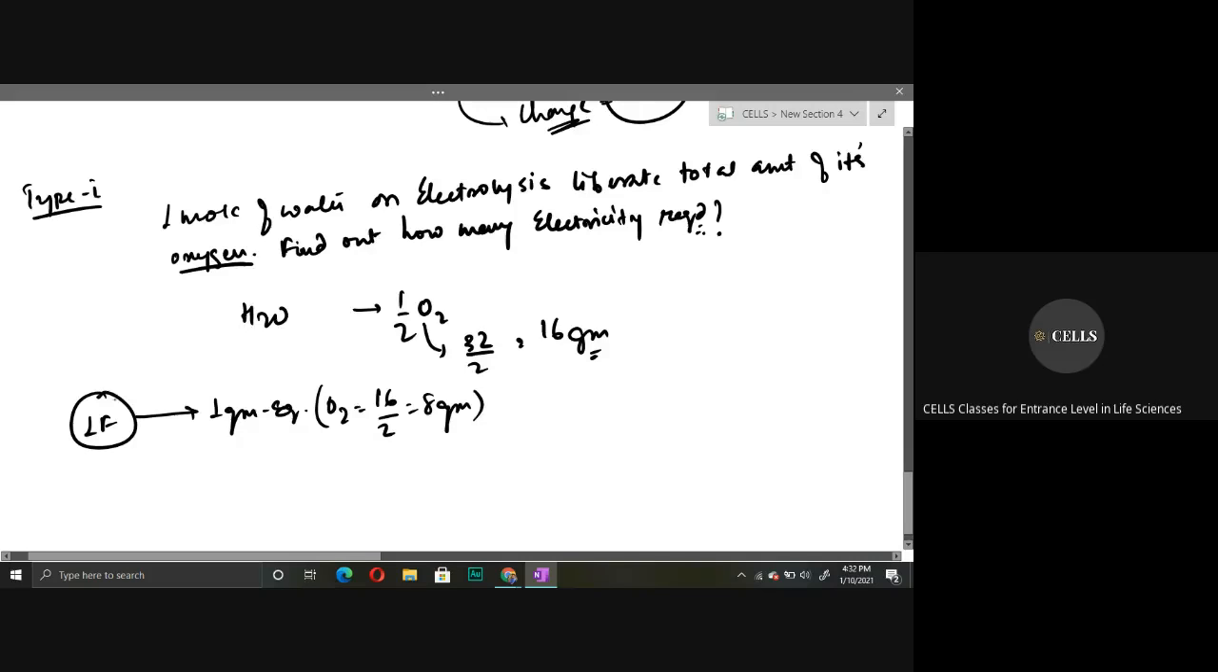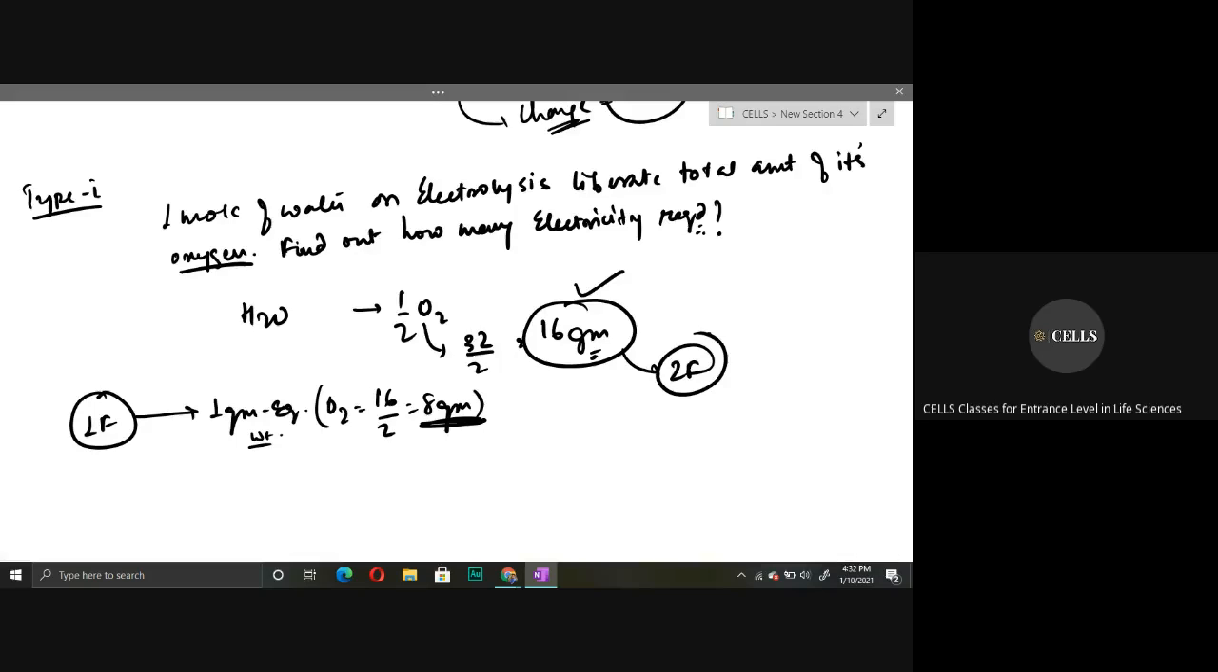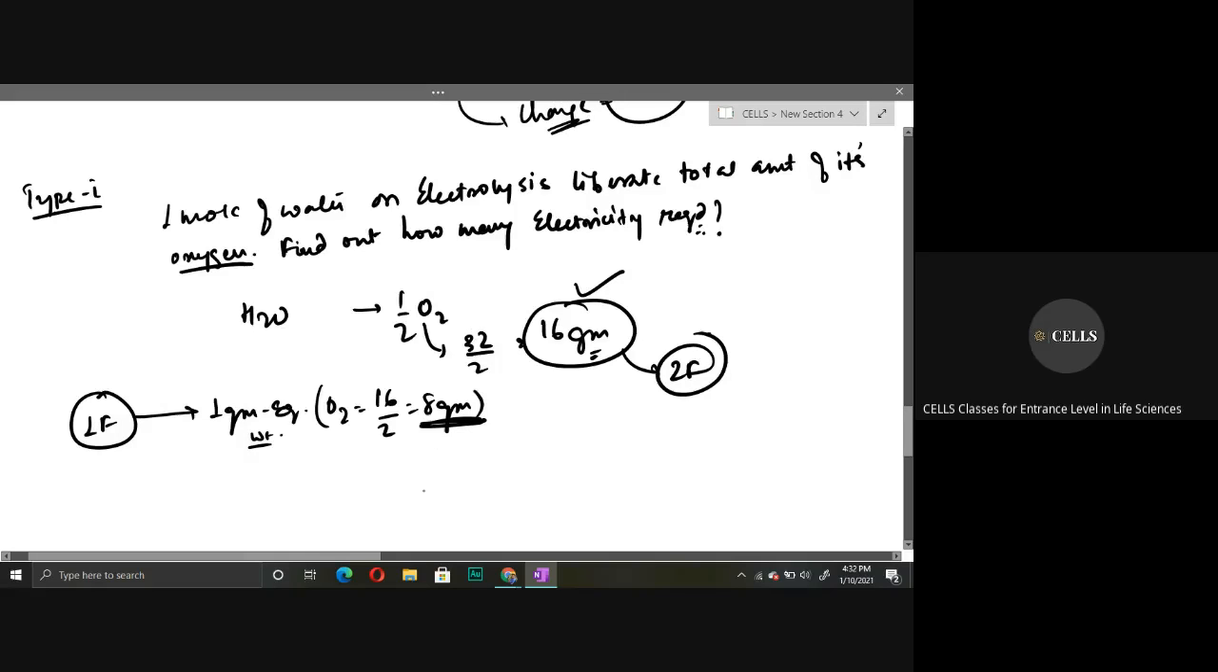So 1 Faraday will give you 8 gram of oxygen. You are getting 16 gram of oxygen from this water. How many Faraday? It means 2 Faraday. 1 gram equivalent weight means 8. So from 1 Faraday, 8 gram of oxygen can be liberated. So for 16 gram, how much Faraday current is required? 2F.